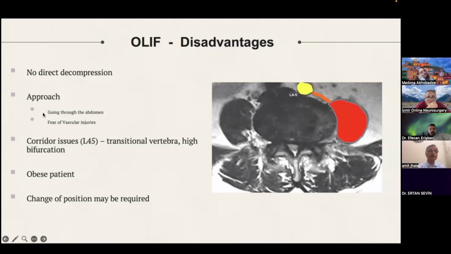The approach goes through the abdomen, which is a big disadvantage. There is a fear of vascular injuries, and the corridor issues and the transitional vertebra is sometimes a big problem. Obese patients, if you want to traverse the abdomen through an obese patient, is also sometimes a challenge, and you may require a change of position. Of course, now we have navigation, so we don't need to change them. We can do the whole OLIF in a single position. But these are the disadvantages of an OLIF procedure.